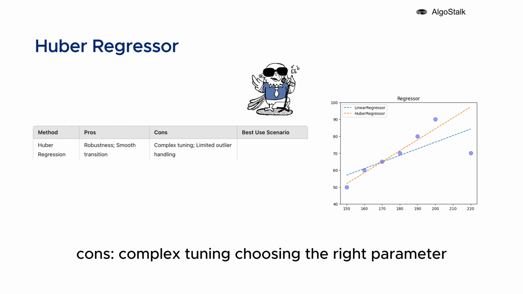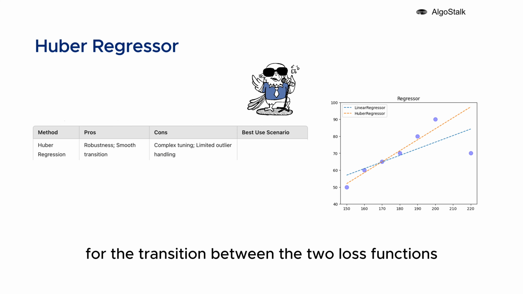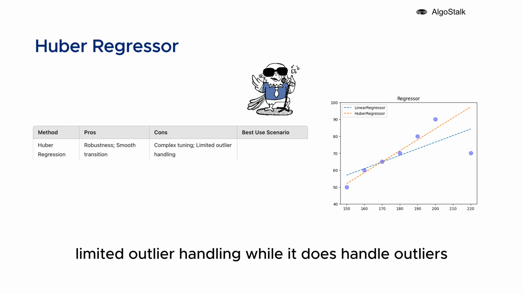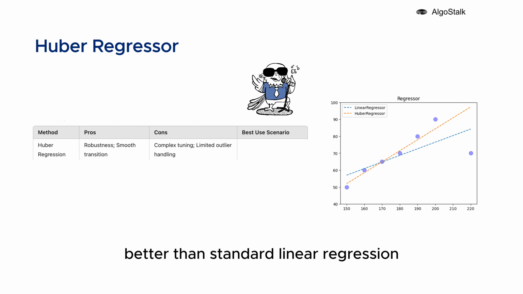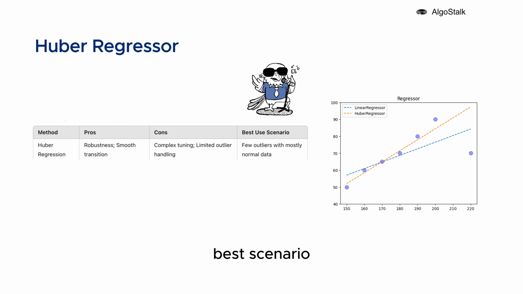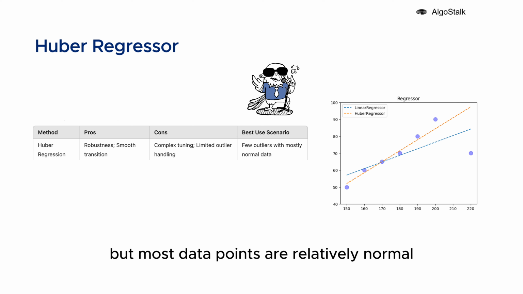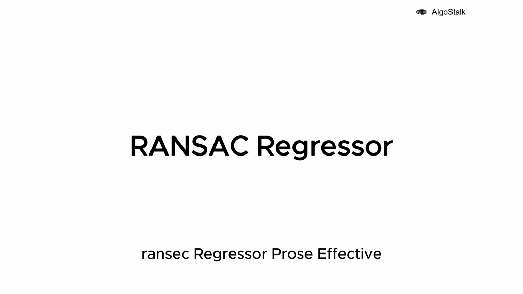Cons: complex tuning. Choosing the right parameter for the transition between the two loss functions can be tricky and requires careful consideration. Limited outlier handling. While it does handle outliers better than standard linear regression, it may still be affected by extreme outliers. Best scenario: use Huber regression when you expect a few outliers, but most data points are relatively normal, and you want a smooth estimation. RANSAC Regressor.